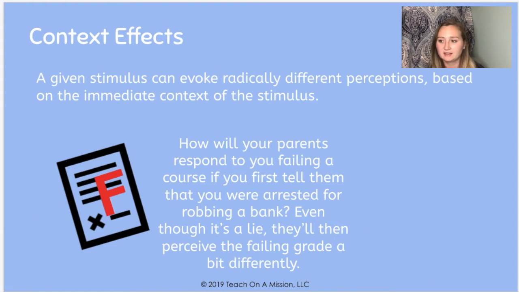Okay, context effects. A given stimulus can evoke radically different perceptions based on the immediate context of the stimulus. Okay, so let's say you get into a screaming match with your mom, right? And then later that day she texts you, I love you, right? Your brain is going to perceive that as, well, I love you, and it's passive aggressive, right? Not because it's actually passive-aggressive, she could really just be saying I love you. But because you had a conflict earlier, it has created context for you to perceive what was texted to you as negative or aggressive, right?